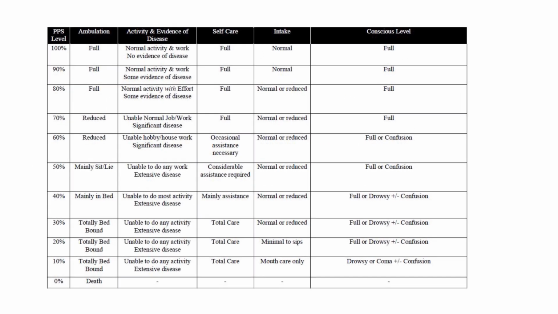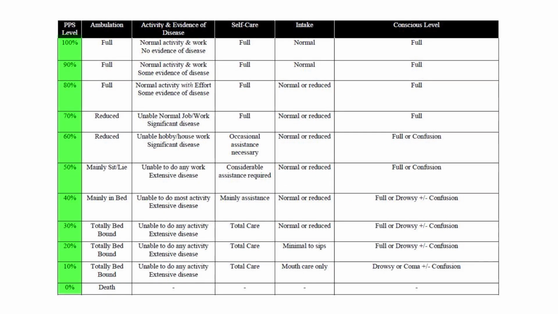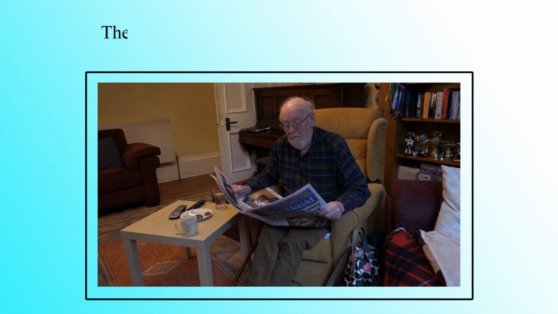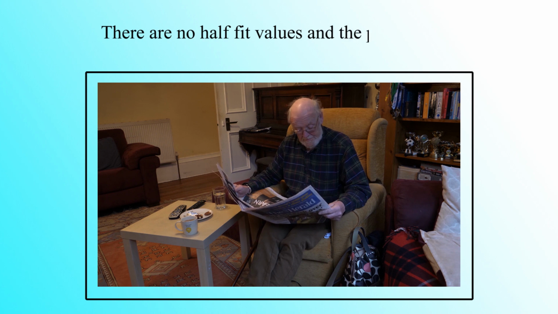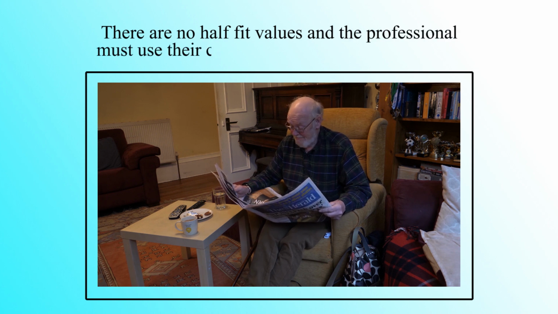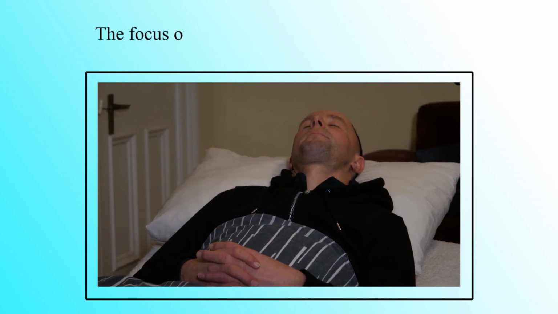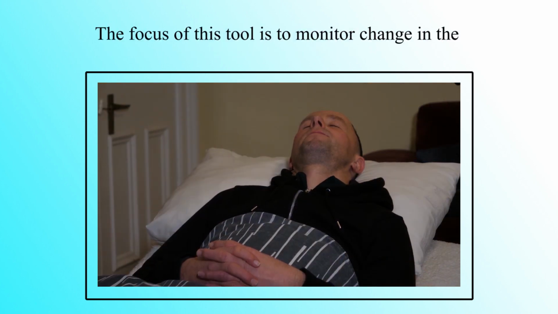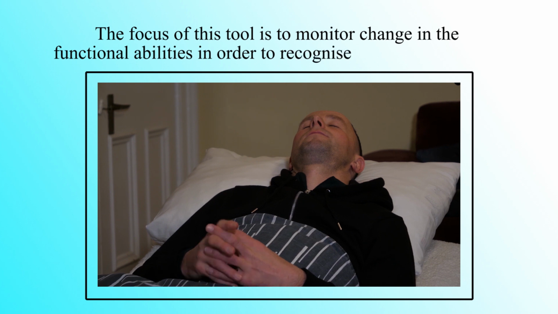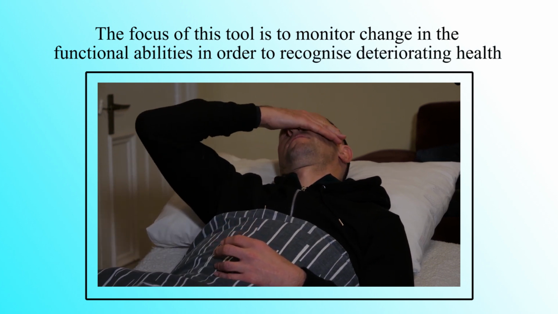The scale is stratified into performance layers from 100% to 0%, and the professional using the scale reads the descriptors to find out the best fit functional status of the individual. There are no half-fit values, and the professional must use their clinical reasoning to assign a value. The focus of this tool is to monitor change in the functional abilities in order to recognize deteriorating health.